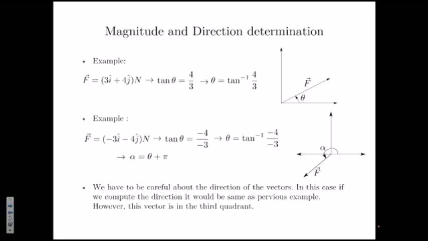And if you just simply substitute theta as tan inverse 4 over 3, your answer will come out to be something that will be maybe 30 degrees, 40 degrees. I don't know what the actual number would be. And that will be wrong, because it's not in the first quadrant.